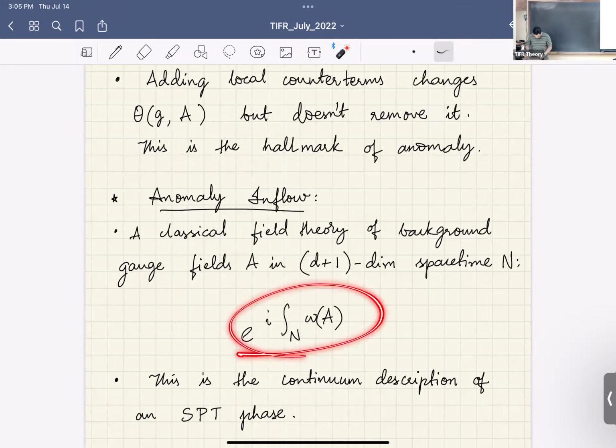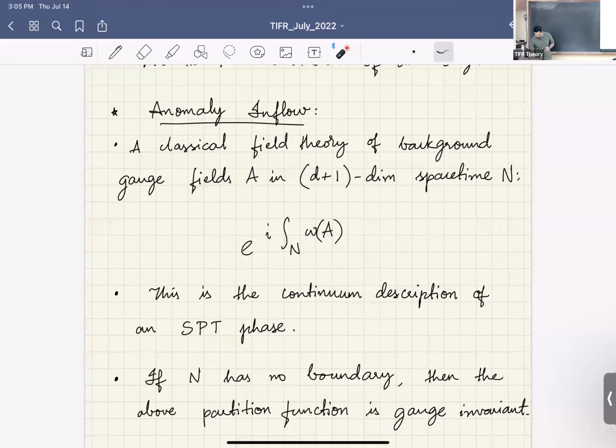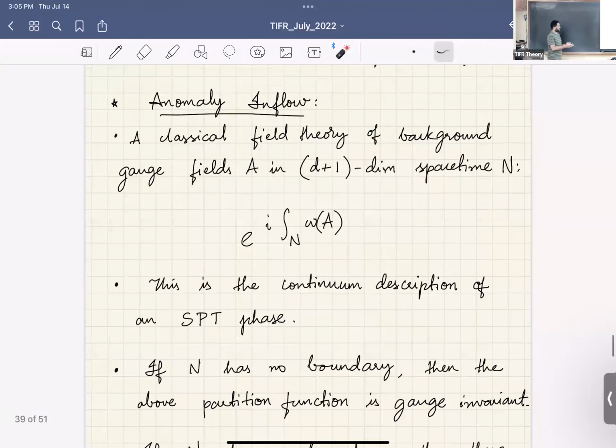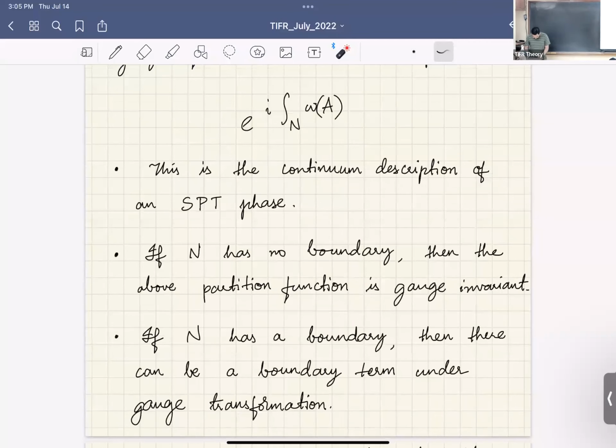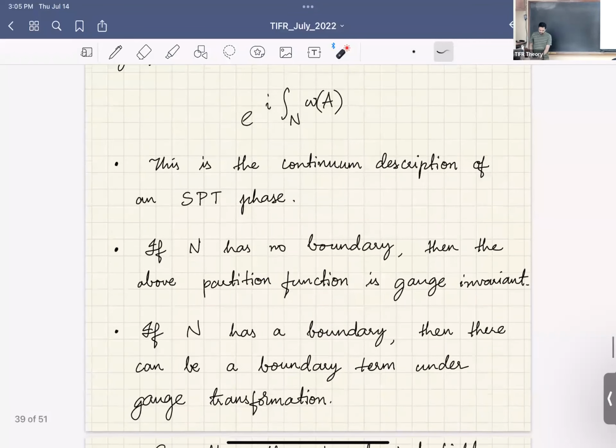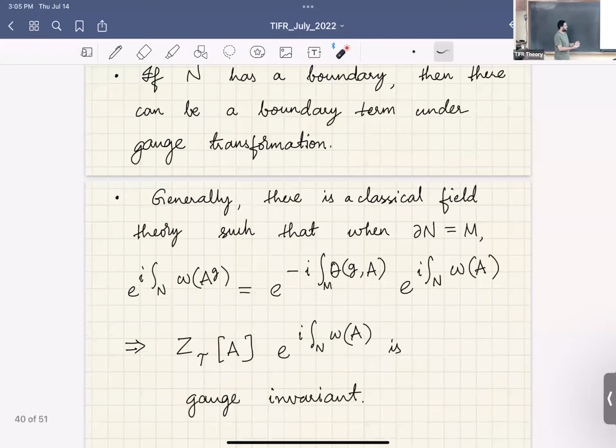Okay. And if N, the higher dimension manifold, has no boundary, then the partition function, by which I mean this phase here, is gauge invariant under the gauge transformations of the background gauge field. However, when N has a boundary, there could be some non-trivial terms on the boundary. A simple example of this is Chern-Simons. And typically, it is expected that whenever you have a system with an anomaly, the anomaly can be cancelled using an SPT in one higher dimension.